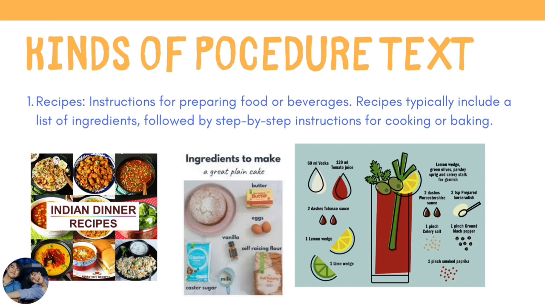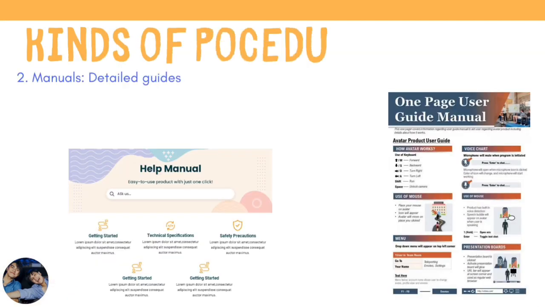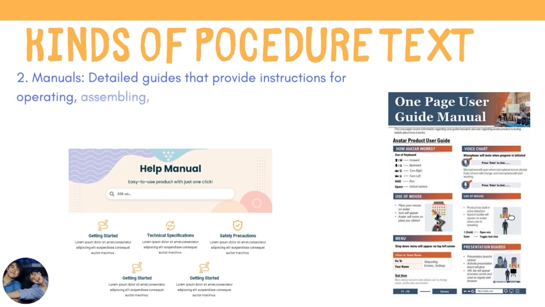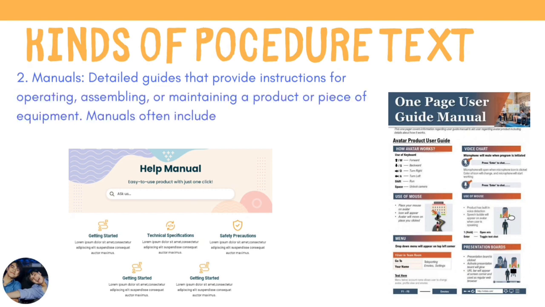Okay, so the next kind is manuals. Manuals are detailed guides that provide instructions for operating, assembling, or maintaining a product or piece of equipment.